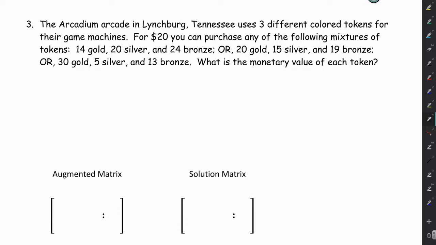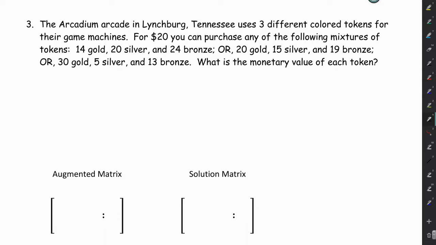Now at this point in the video, I would try to do 3 and 4 on your own, see how you do, and then come back to the video when you're ready. The Arcadium Arcade in Lynchburg, Tennessee uses 3 different colored tokens for their game machine. For $20, you can purchase any of the following mixtures of tokens: 14 gold, 20 silver, and 24 bronze, or 20 gold, 15 silver, and 19 bronze, or 30 gold, 5 silver, and 13 bronze. What is the monetary value of each token?